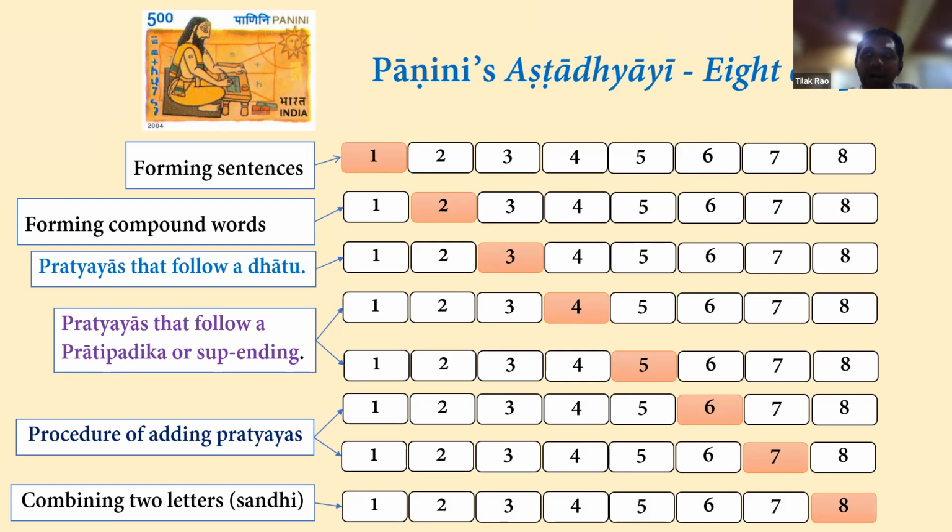Deva ends with A, and Alaya begins with A. So when they come together, it becomes Devalaya. This is one example, but the rule related to this is not in the 8th chapter, though many other rules are. Mainly the rules related to combining two letters are in the 8th chapter of Ashtadhyayi.